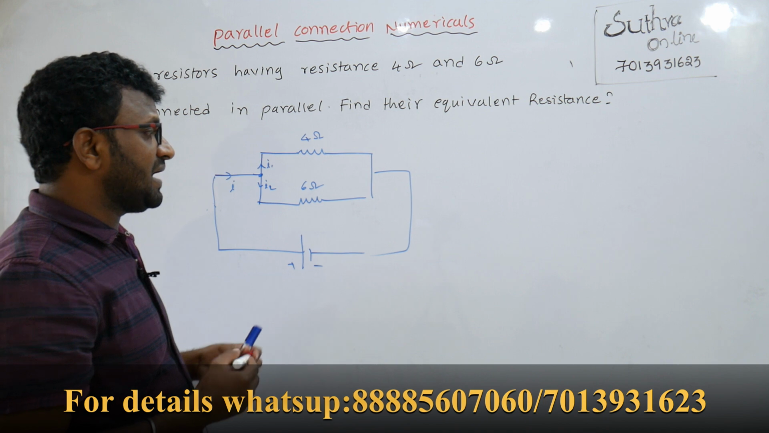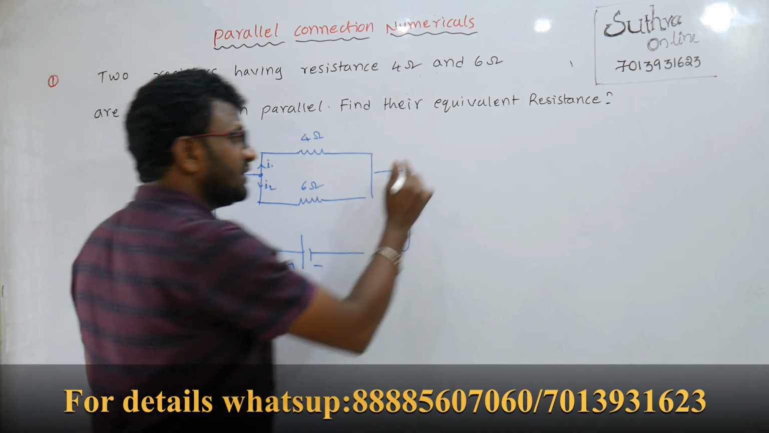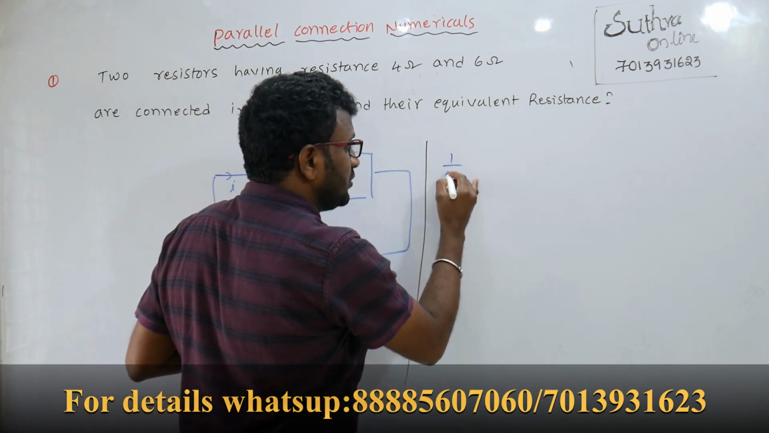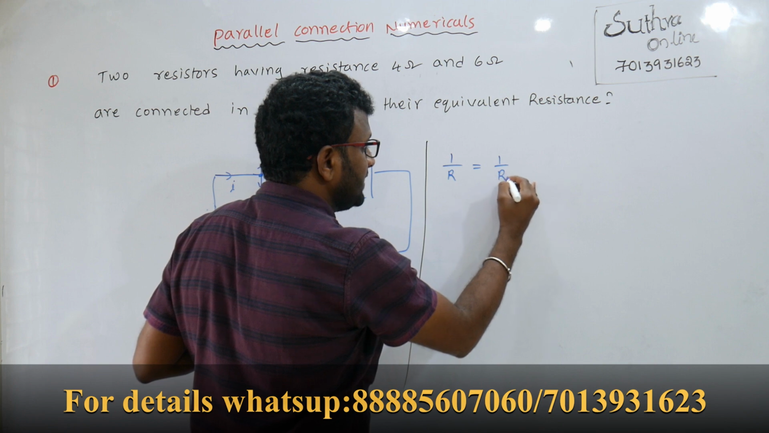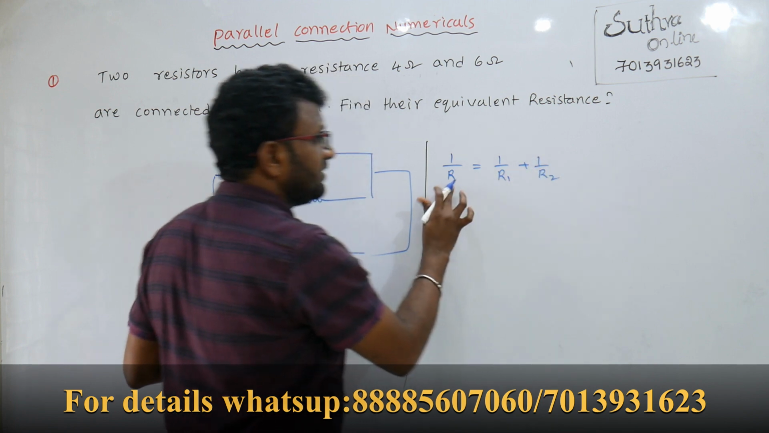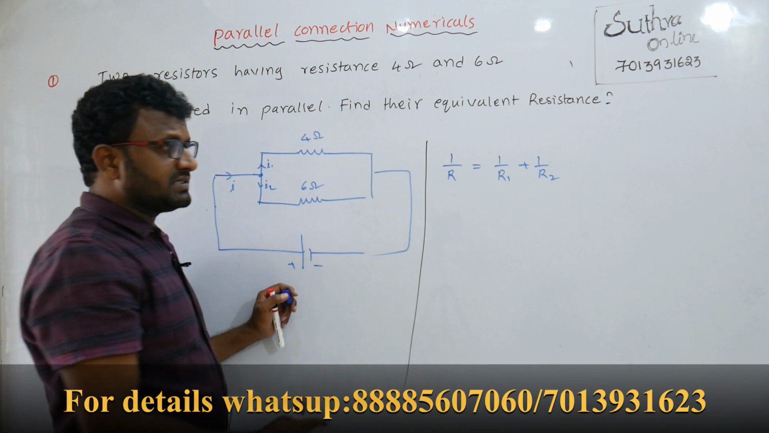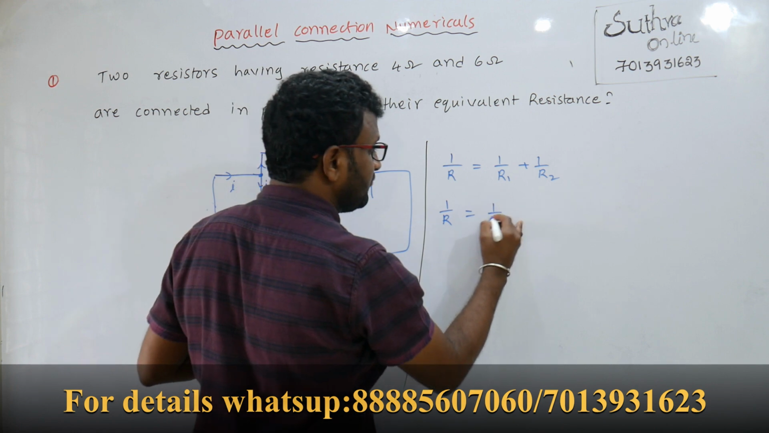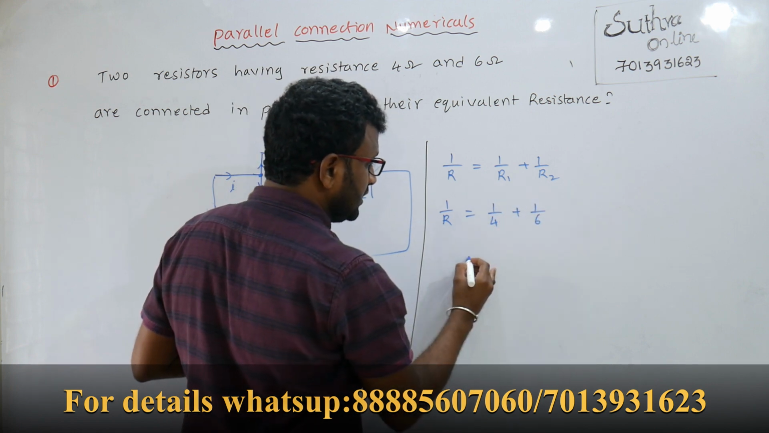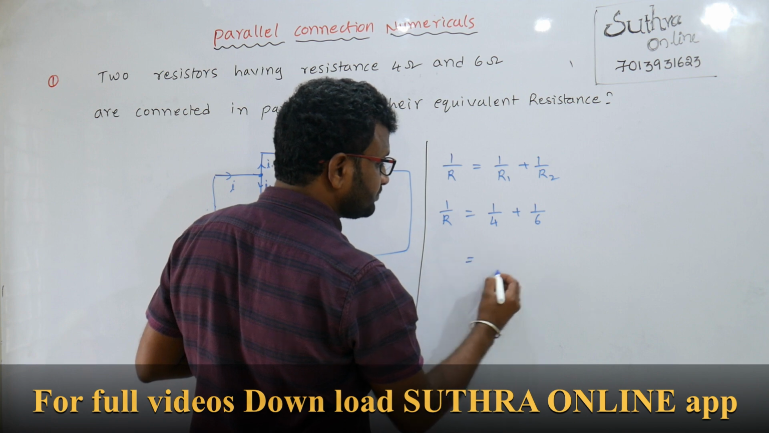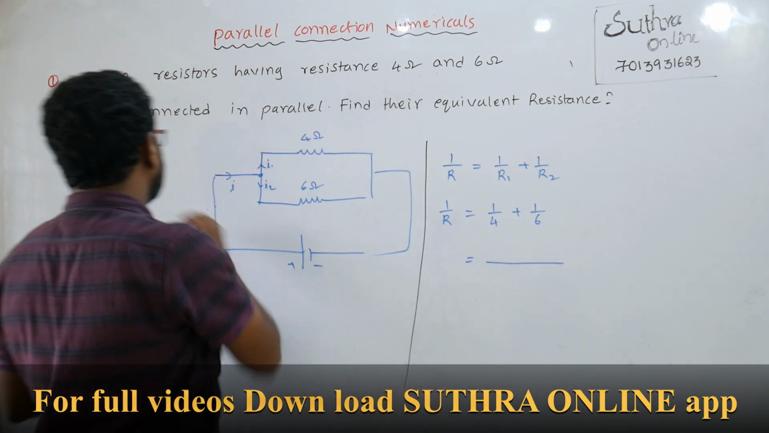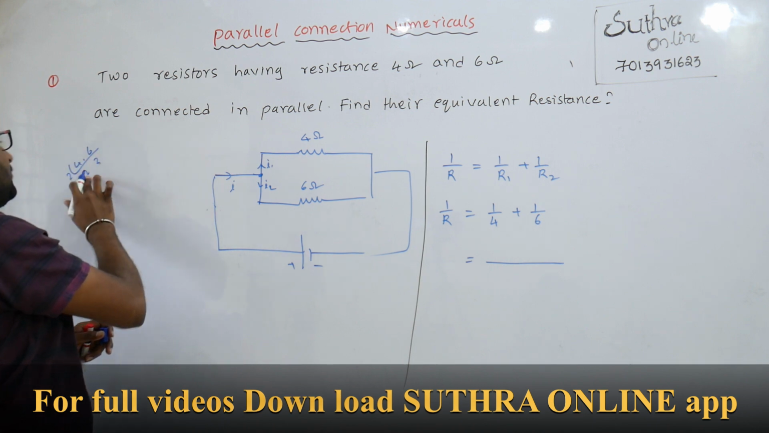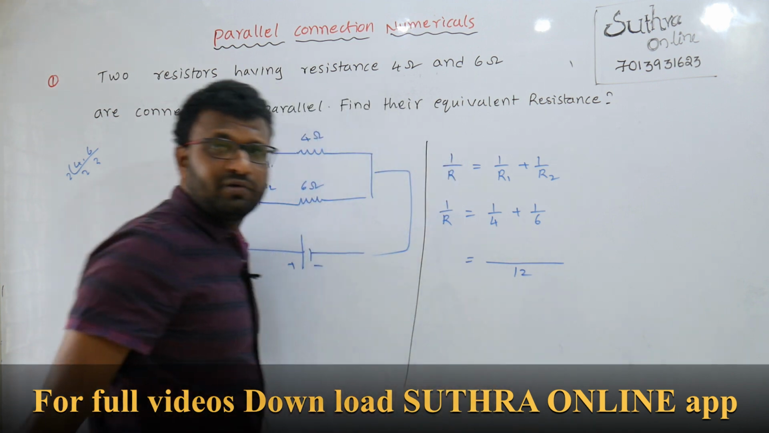When the two resistances are parallel to each other, we have a formula. So what is that formula? 1 by equivalent resistance, 1 by R, is equal to 1 by R1 plus 1 by R2, where R is the effective resistance in the circuit. So 1 by R is equal to, R1 here is 4 ohms, 1 by 4 plus 1 by 6. So what will come here, LCM? What is the LCM? We can take 4 comma 6. So 2 2s are 4, 2 3s are 6, 2 2s are 4, so 12 will come here. So 12 is the LCM.